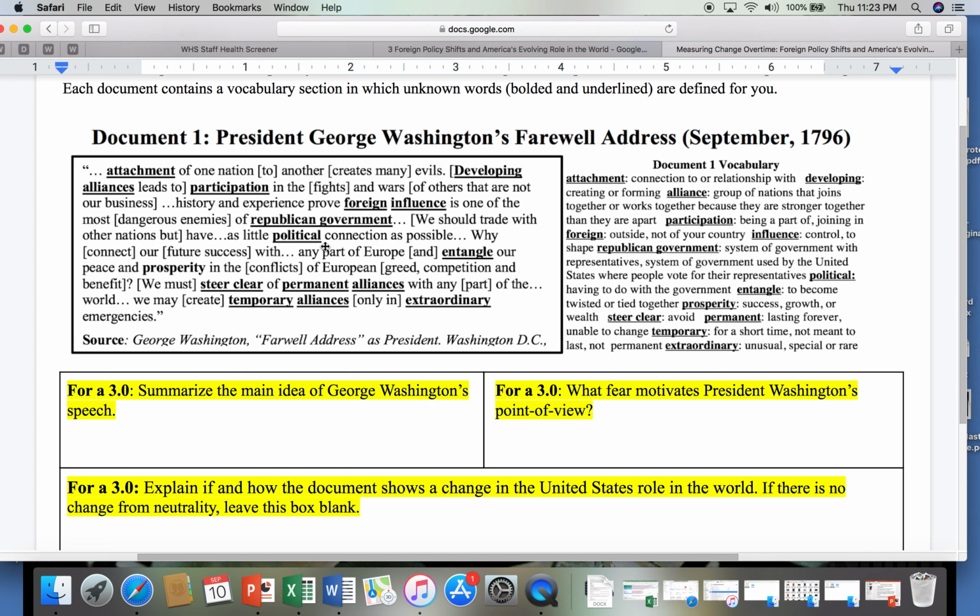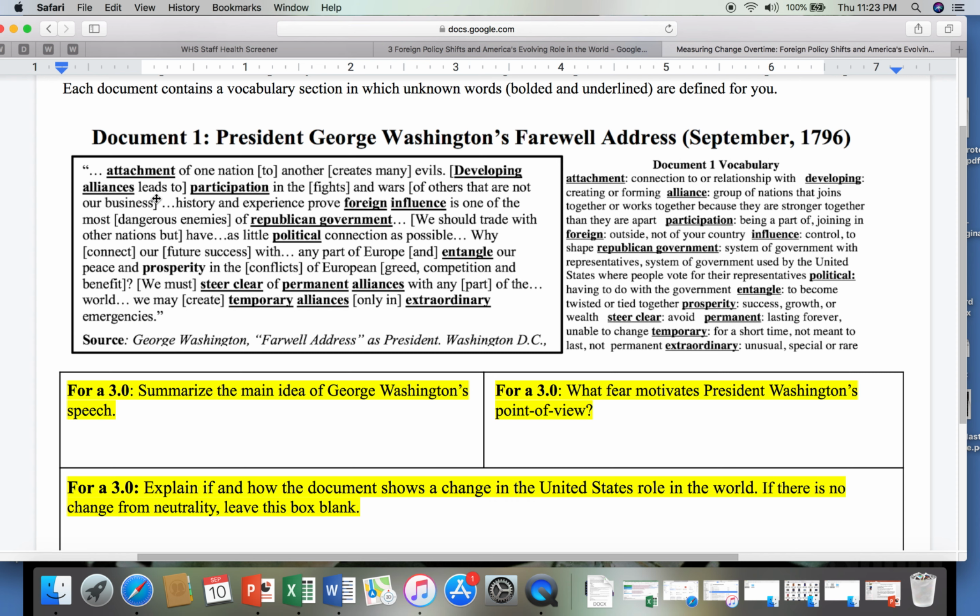All right, so the first thing we need to do is summarize his main idea. So let's take a look at this. Attachment of one nation to another creates many evils. I think that might start to touch on his main idea a little bit, because he's basically talking about alliances here, right? When one nation ties themselves to another or attaches, that is to say connects or has a relationship, he's really talking about alliances here without saying the word alliance. So when one nation basically allies with another, it creates many evils.